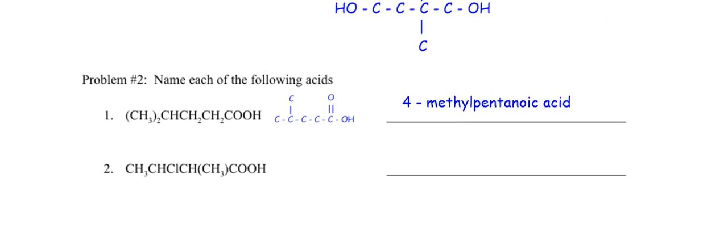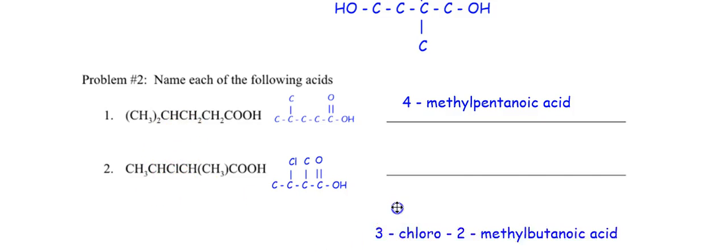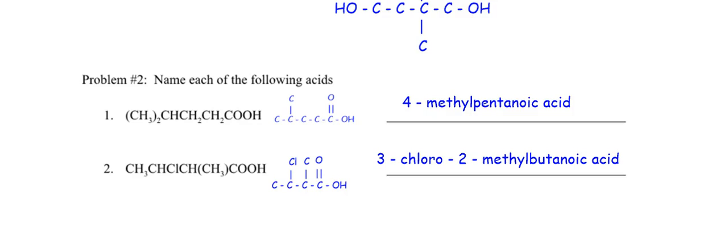The next one I redrew again. So I have 1, 2, 3, 4 carbons in the main chain. Off of the second carbon, I have a methyl group, and off of the third carbon, I have a chloro group. So chlorine comes first alphabetically, so it's 3-chloro-2-methyl-butanoic acid. Let's go on the next page.